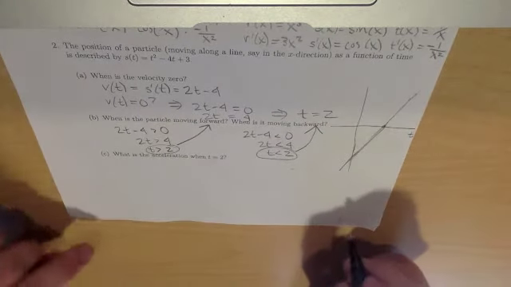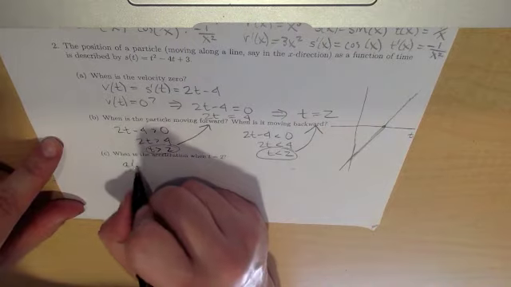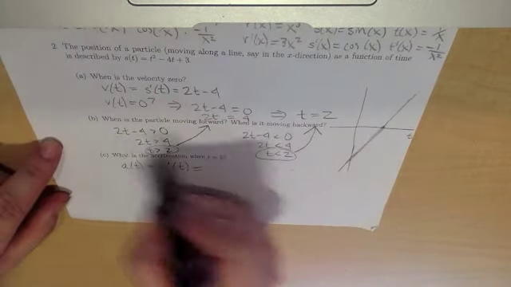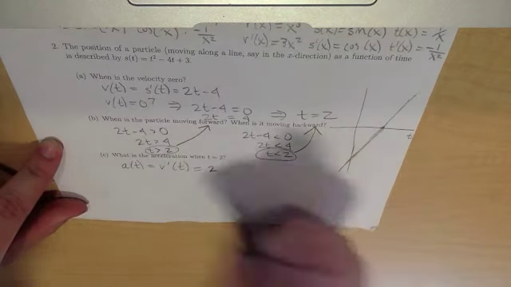Now, what is the acceleration when t is equal to 2? Well, acceleration is just the derivative of velocity, which is the derivative of 2t minus 4, that's just 2. So that's our answer.